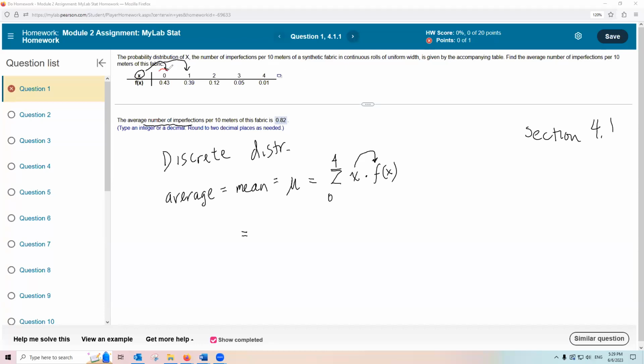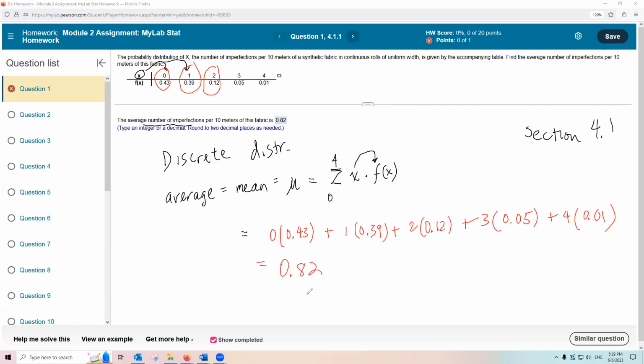Start here with x equals 0, multiply it by its function value, which is 0.43. Now I'm going to go x equals 1. I'm going to take that x value of 1 multiplied by its function value, 0.39. Keep going in the same way. Now x is 2, its function value is 0.12, and so on. 3 gets multiplied by its function value, 0.05, and finally 4 multiplies 0.0. And then all I have to do is work this out on my calculator, and this works out to be 0.8. So this is the mean for this example.